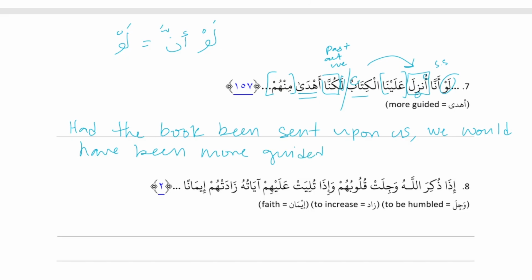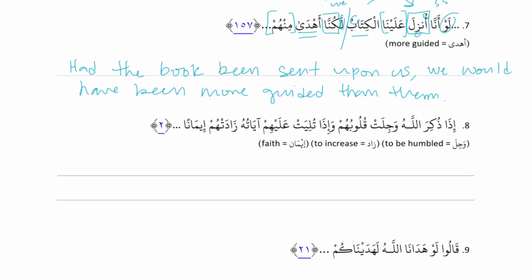It would have been more guided from them. Not from them. More guided. You're more something, not from someone, but than someone. Oh, so more guided than them? Yeah, than them. Okay, I see. TLDR naturalization. We would have been more guided than them.